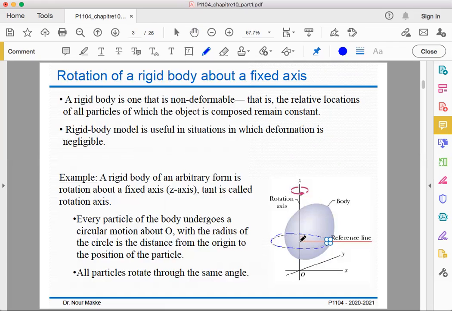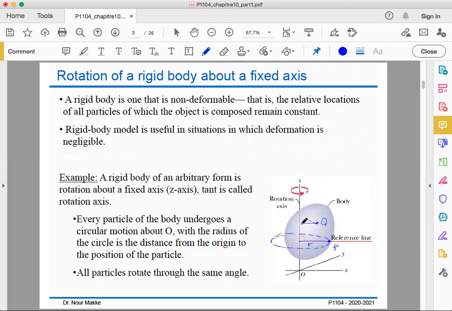And the radius of this circle would be the distance between the point in here and the rotation axis, which is over there. So this is the radius of this circle along which a given particle P is moving. And we have also to make sure and to understand that all these particles rotate through the same angle. So if you look at another particle, for example, like this particle in here, let's call this Q, when this object rotates about the z-axis, Q will be moving on a different circle.